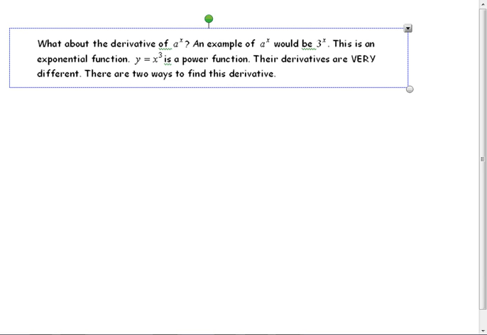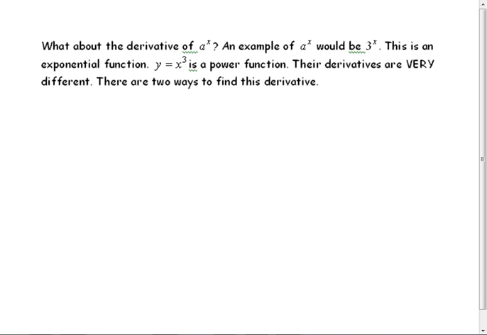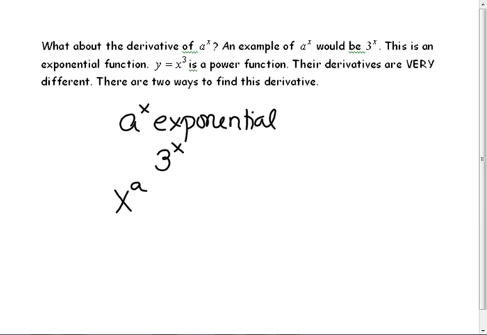Okay. What about, now you have to recognize the difference here. And it's hard for a lot of students. a to the x is an exponential. An example of that would be 3 to the x. But x to the a, if I switch these positions, is a power.